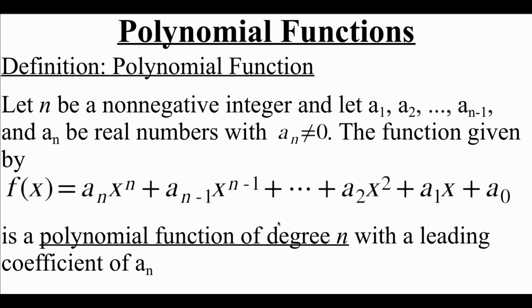But basically what a polynomial is, we've got x being raised to some power, and those x's can have coefficients in front of them. So what we end up with is a polynomial function of degree n. The highest power on an x that you see within your polynomial is the degree. And then the coefficient, the number in front of the x with the highest power on it, we call the leading coefficient.